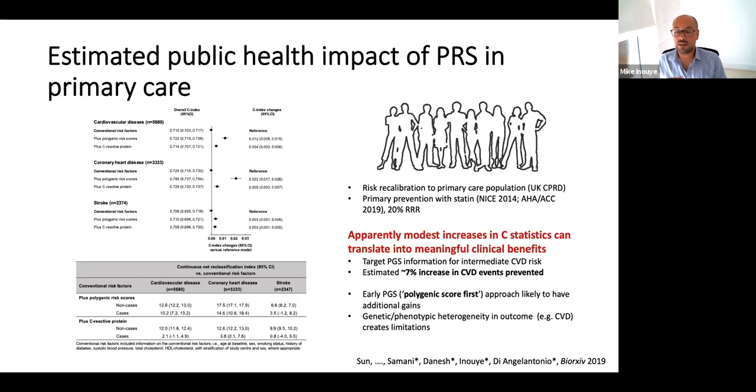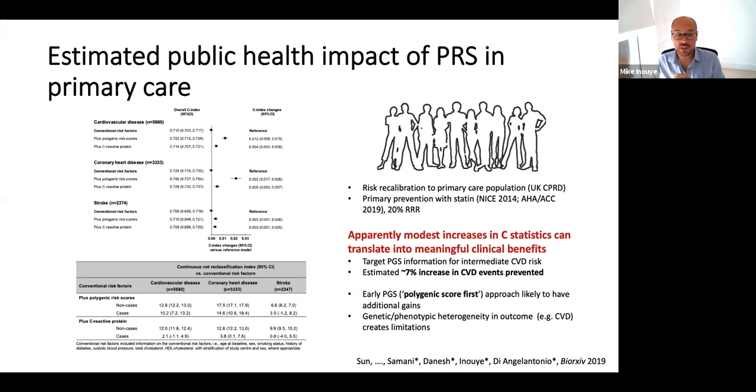So the headline results are basically, when you're looking at CVD, this is a composite outcome. So you're looking at coronary artery disease, you're looking at stroke, et cetera. You've got a much more powerful PRS for coronary artery disease than we do for stroke. This is definitely the case. So when you roll those two outcomes together, you're looking at a bit of an attenuation in terms of effect size, or C index.